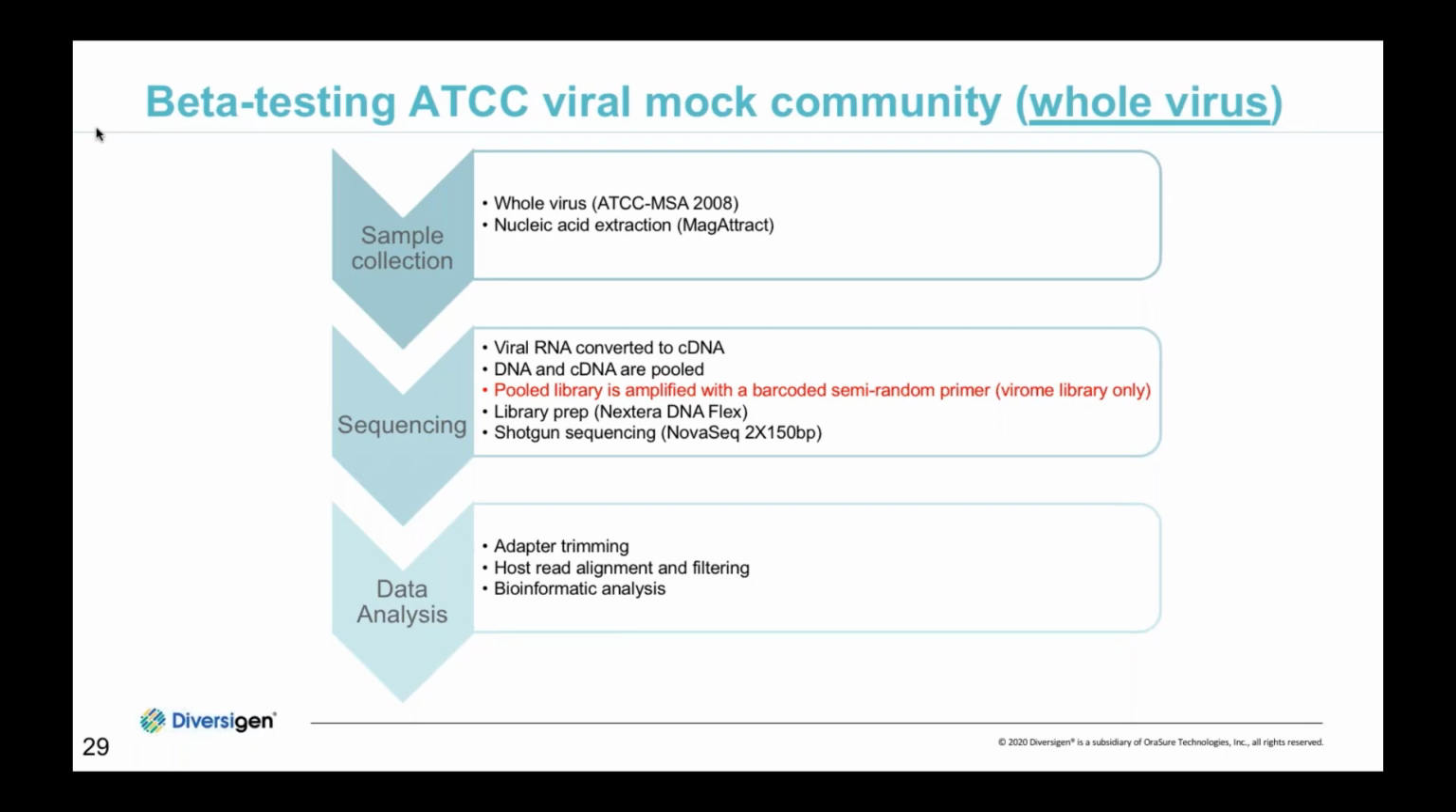In the case of the whole viruses, once we received the samples, the nucleic acids were extracted. In this case, we only tested 1 kit. But again, the RNA was converted to cDNA, and the cDNA was pooled along with the DNA. And we had 2 arms for the library preparation process. One where the pooled libraries would go through just an extra library prep, and the second arm included an additional step involving the amplification of the pooled library using semi-random primers.